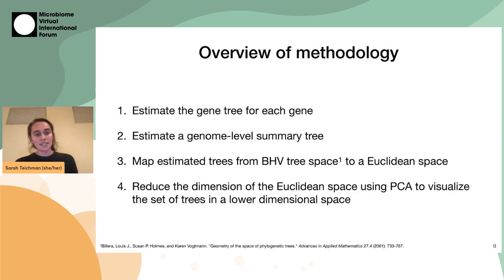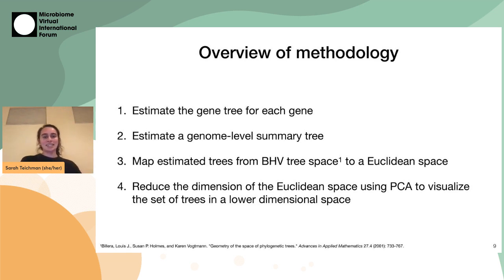And the way that we do this is we start by estimating the gene tree for every gene using those gene level multiple sequence alignments. And we also estimate a genome level summary tree. We use concatenation for this, but you can use any genome level tree that you'd like to, as input to our tool. We then map our estimated trees from tree space to a Euclidean space.